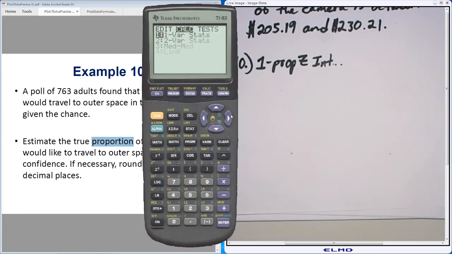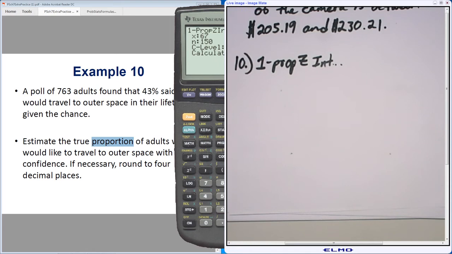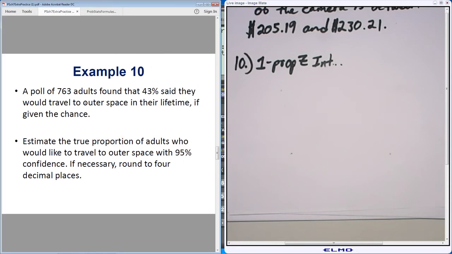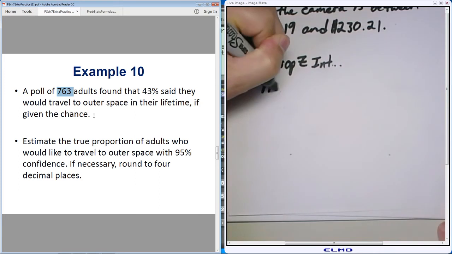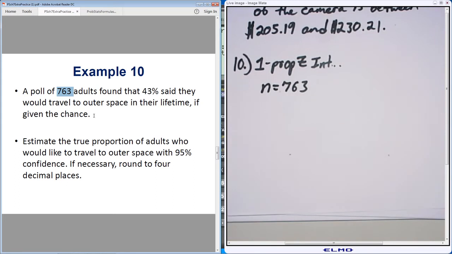Now, if you go to 1 prop z interval, there it is. You notice there's an x and an n. X is the number of times it happened in your sample, number of occurrences in your sample. N is the sample size, just like always. All right, so let's take a look at this problem. It says that out of 763 adults, so we know that N's got to be 763, 43% would travel to outer space.